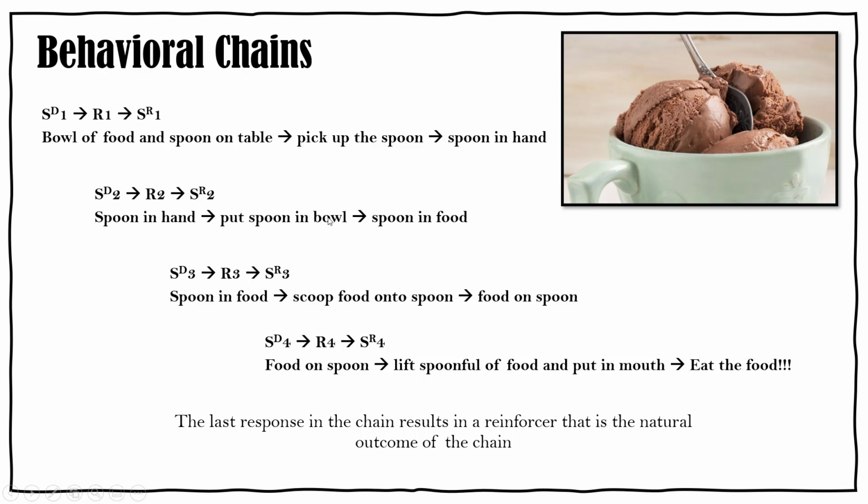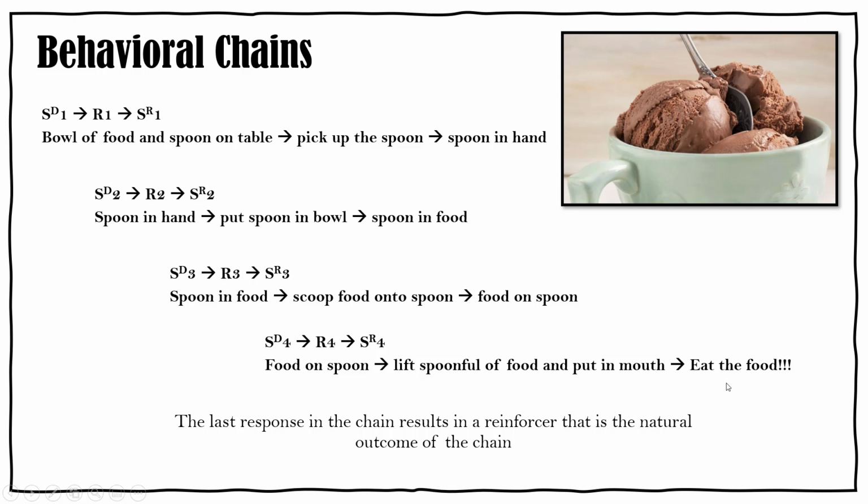Once the spoon's in the bowl, it produces a stimulus change of the spoon is in the food. And that's the reinforcer for putting the spoon in the bowl and the SD for the next step. Once the spoon is in the food, you scoop the food into the spoon, and now the food is on the spoon. And the food on the spoon is a reinforcer for this third behavior and an SD for the fourth behavior. The fourth behavior is lifting the spoonful of food and putting it in your mouth. The reinforcer is eating the food.